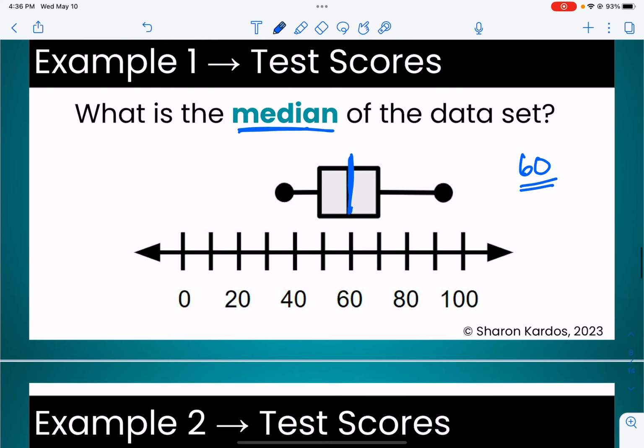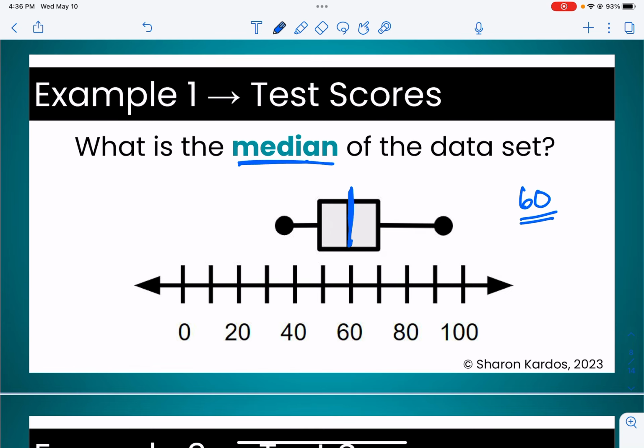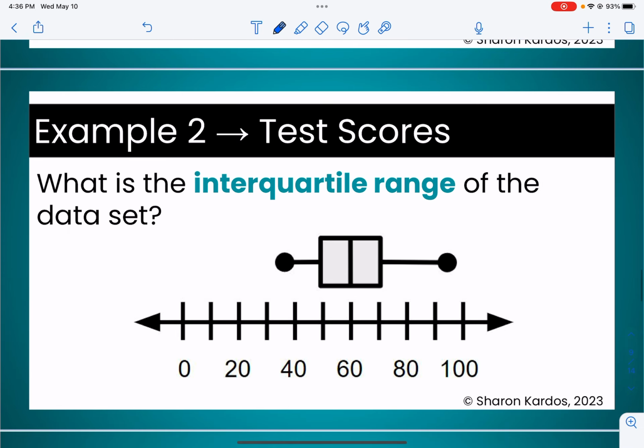Example 2. Oh, and they might ask you the median, they might ask you the minimum, they could ask you the maximum, they could ask you about any of those 5 points. They could ask you about the range or the interquartile range. Example 2, they're asking me about the interquartile range. So remember, the interquartile range is the lower and the upper quartile, and the difference between the two. So my upper quartile is right here on 70 and my lower quartile is on 50. So this one is right here about 70 and this is about 50. So my interquartile range would be about a 20-point spread or 20 percentage points.